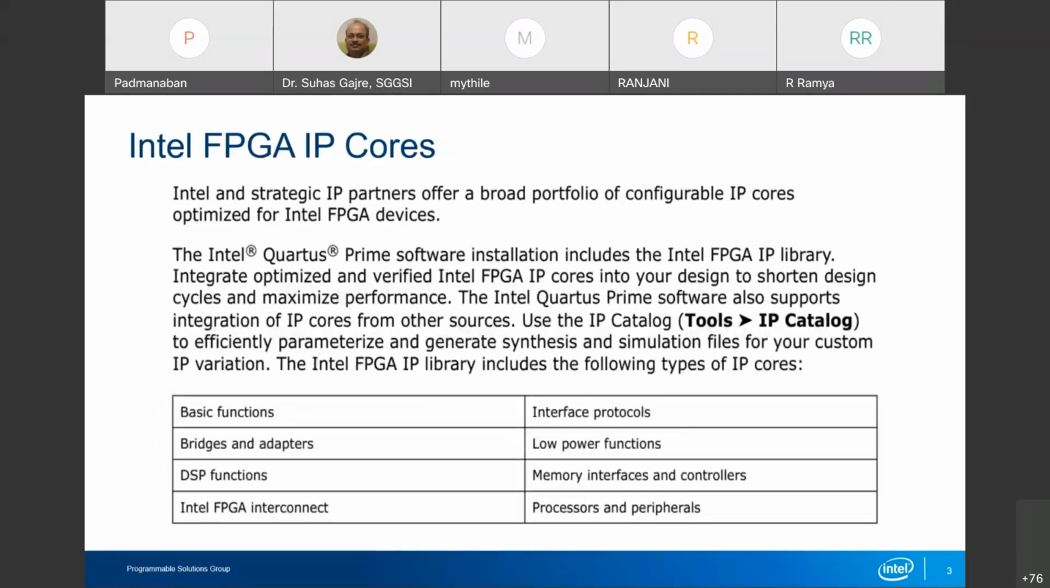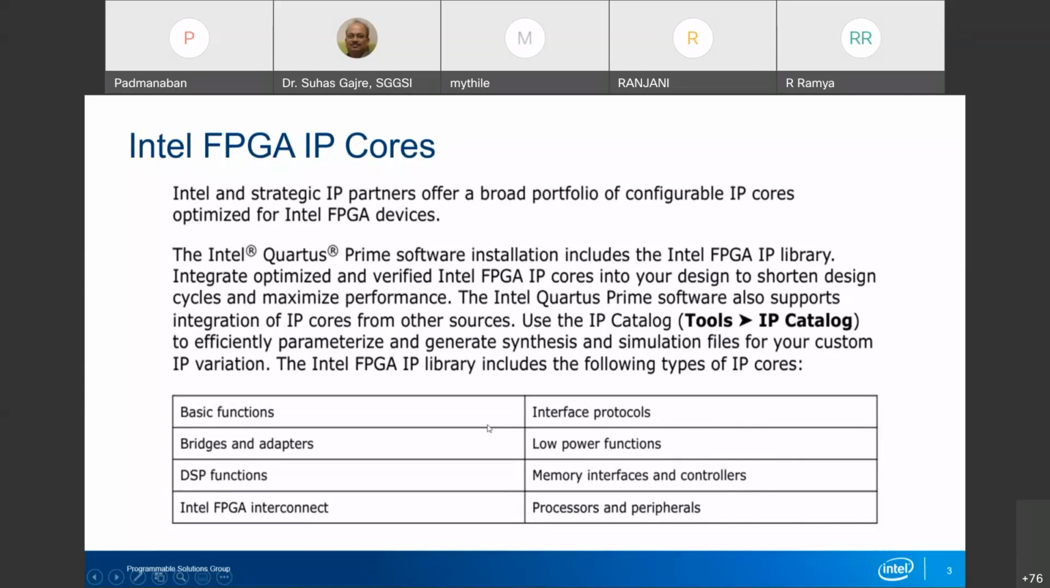Right, now let us explore those IP cores. What is available? From where can we get the IP cores? That is present in the IP catalog, which is available in the Quartus Prime design software. And what are the things that are available in the IP catalog? Basic functions, bridges and adapters, DSP functions, Intel FPGA interconnect, interface protocols, low power functions, memory interfaces and controllers, processors and peripherals. All are available there inside the IP catalog.